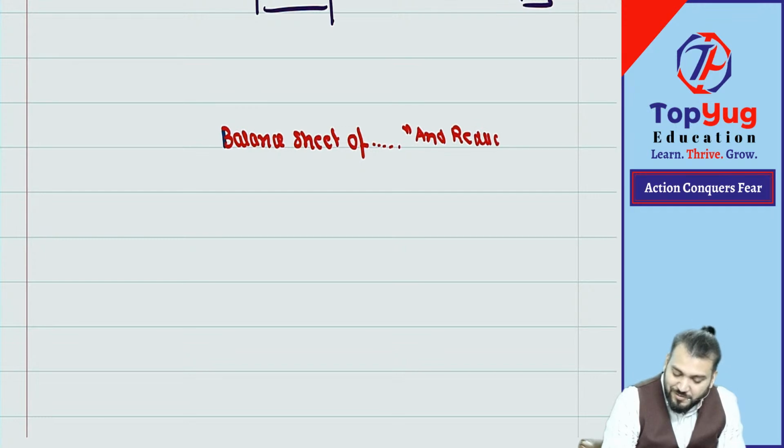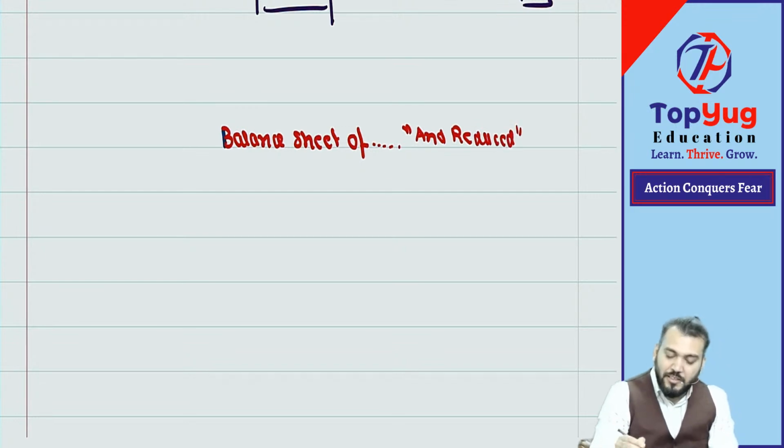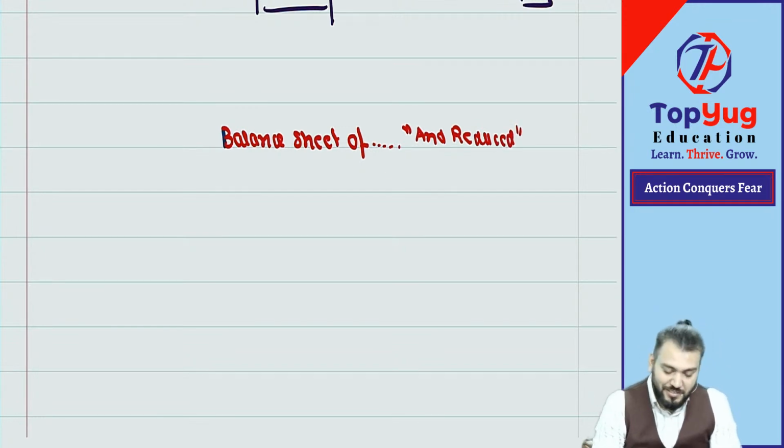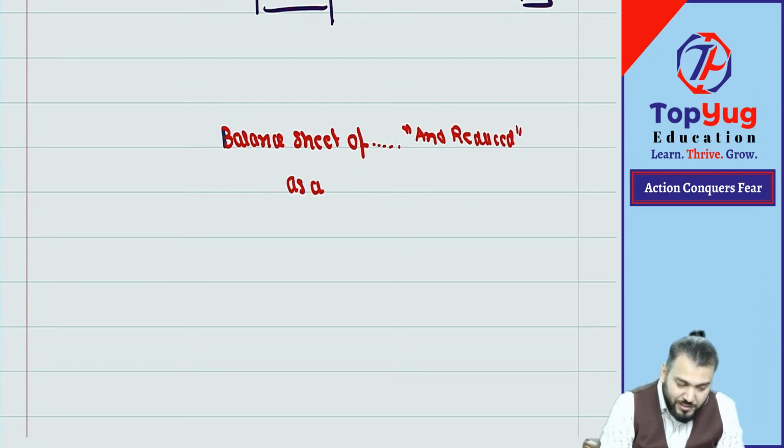And reduce. So we write down the name by ourselves. Okay? As at, what is the date? 31st March.